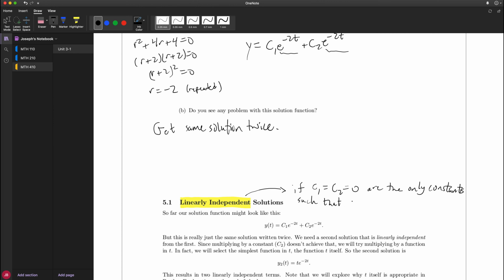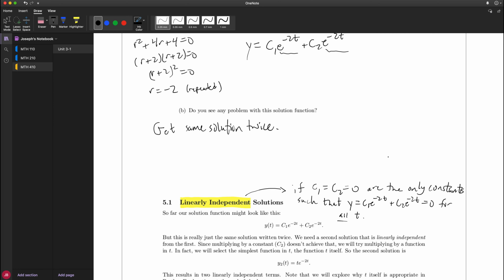in this case, let's just use the example we're talking about, y equals c1 e to the minus 2t plus c2 e to the minus 2t equals 0 for all t, and that's important that I say for all t. You'll notice that c1 equals c2 equals 0 are not the only constants for which that's true. I could pick c1 to be -1 and c2 to be +1, and this would be 0 for all t, right? And so these two functions, because, I mean, honestly, they're the same, are not linearly independent.